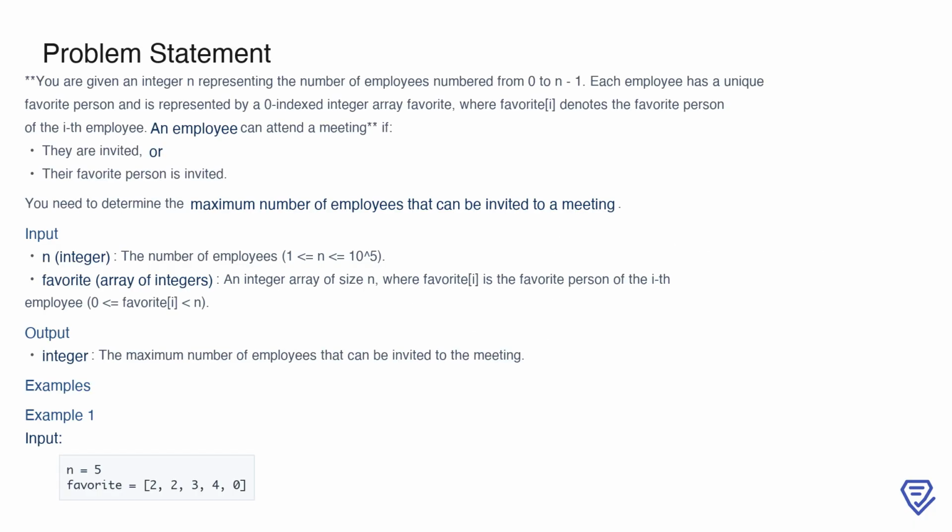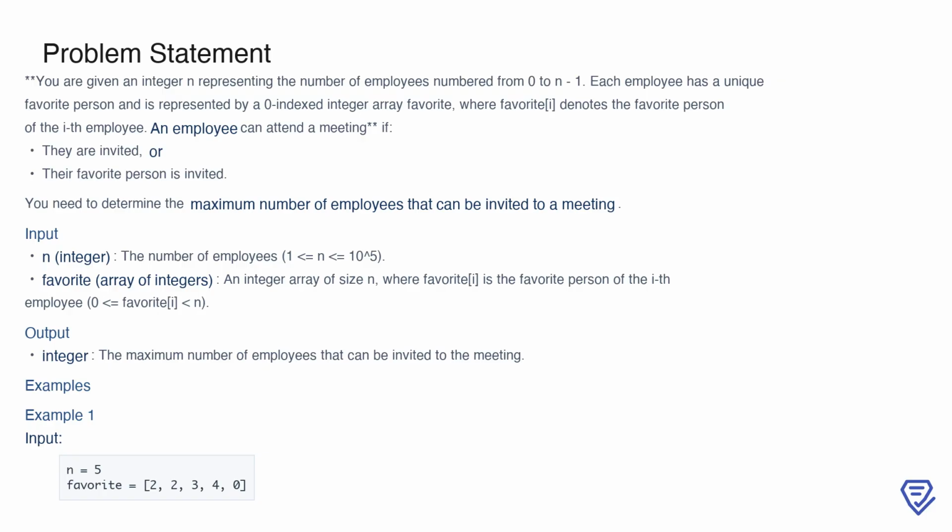In this problem, you are tasked with inviting the maximum number of employees to a meeting. Each employee is represented by a number from 0 to n-1, and they each have a favorite person. This information is provided in the form of an integer array called favorite, where the value at each index represents the favorite person of the corresponding employee. An employee can attend the meeting if they are invited directly or if their favorite person is invited. The goal is to determine the maximum number of employees that can be invited under these conditions.